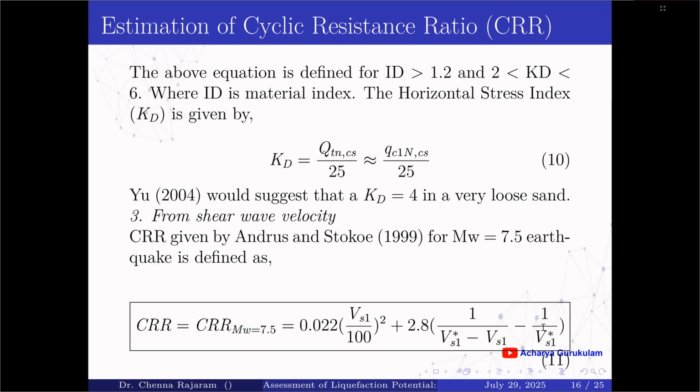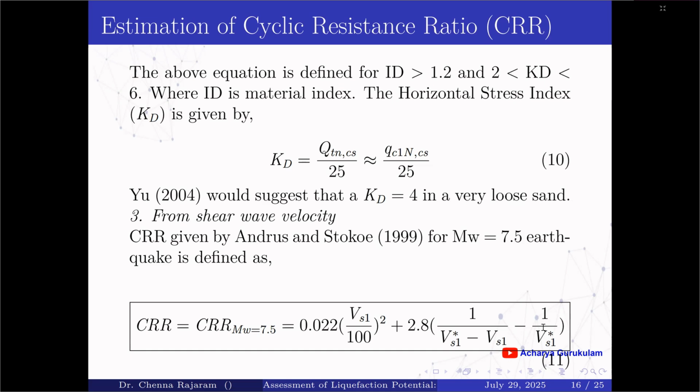The above equation is defined for ID greater than 1.2, and KD is in between 2 and 6, where ID is the material index. The horizontal stress index is denoted by KD, which is given by KD is equal to QTNCS divided by 25, where QTNCS is approximately equal to QC1NCS. Yu et al. in 2004 suggest that KD is equal to 4 in a very loose sand case.